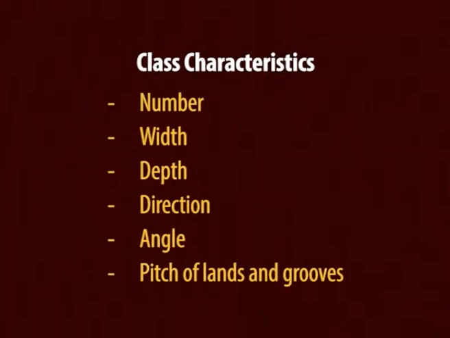Now, class characteristics consist of number, width, depth, direction, angle and pitch of lands and grooves on fired bullets, and would be common on bullets fired from firearms of the same make and model, but would be different in respect of different makes and models. Class characteristics are thus useful only to the extent of quick eliminations.